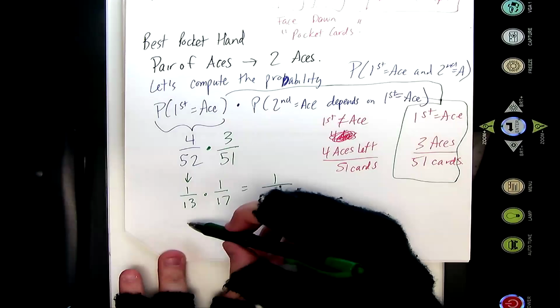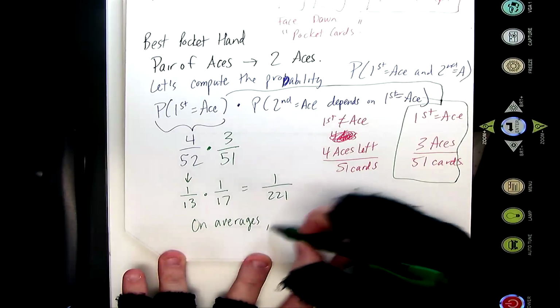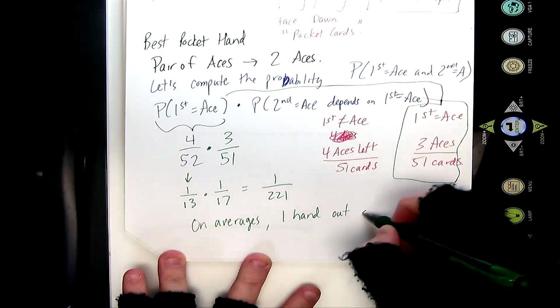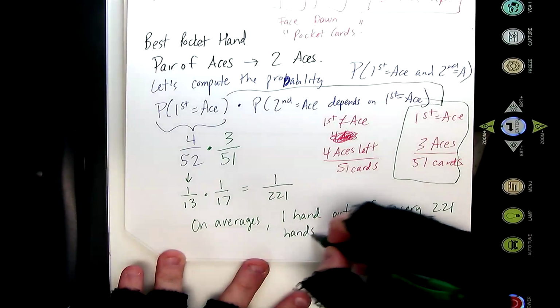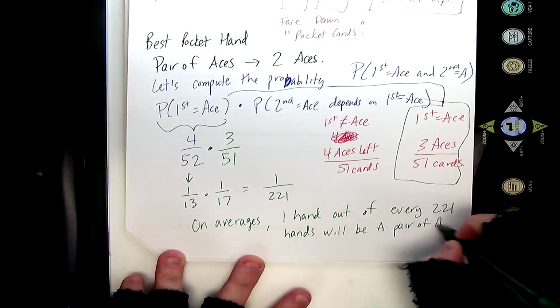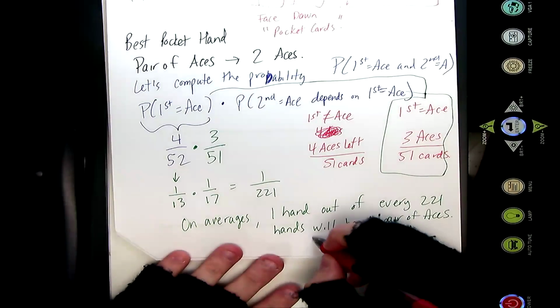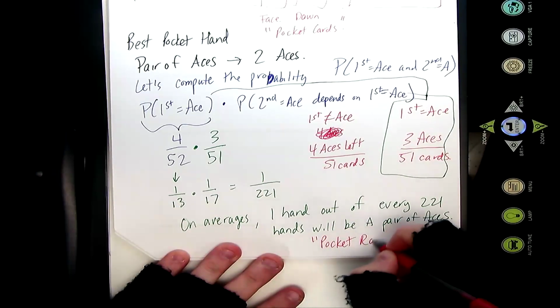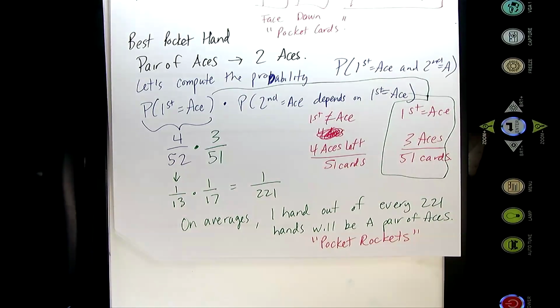Which means if we look at that law of averages we were talking about, on average, one hand out of every 221 hands will be a pair of aces. They're also called pocket rockets, because the A looks like the tip of a rocket. There's your gambler terminology for you, learn something every day.